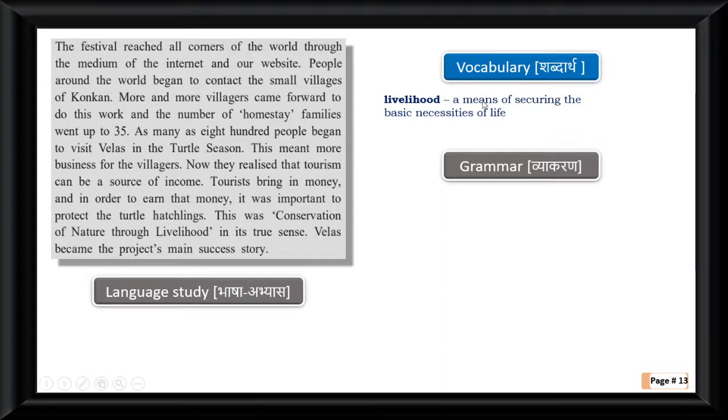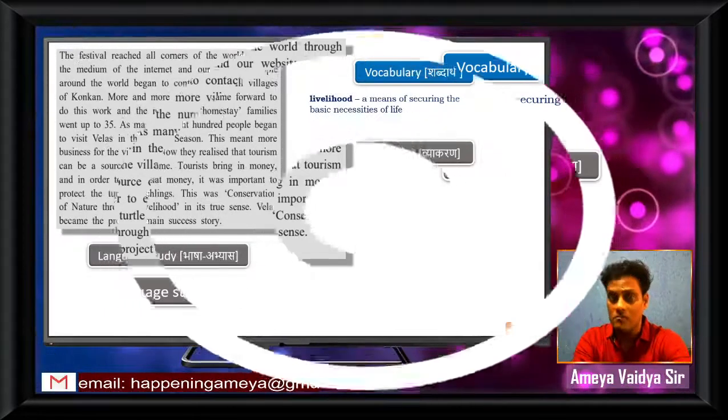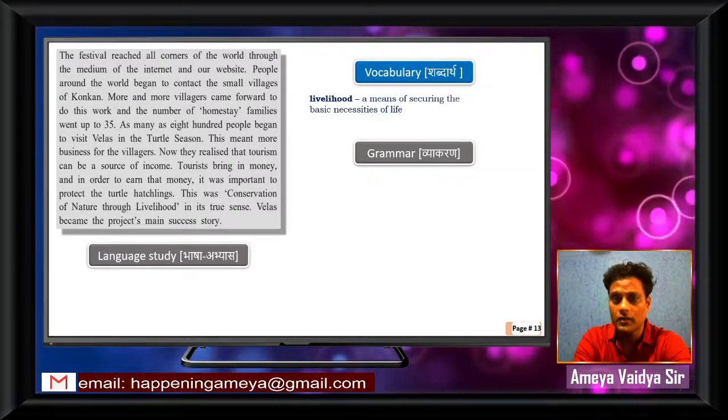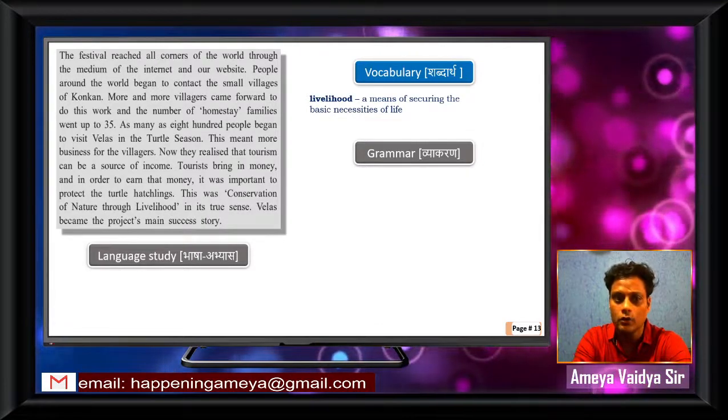Guys, livelihood means a means of securing basic necessities: food, clothing, and shelter. The method by which you achieve it is your livelihood. Like for me, coaching, share market, all those things are my livelihood. Okay. Now, why is this paragraph so beautiful?